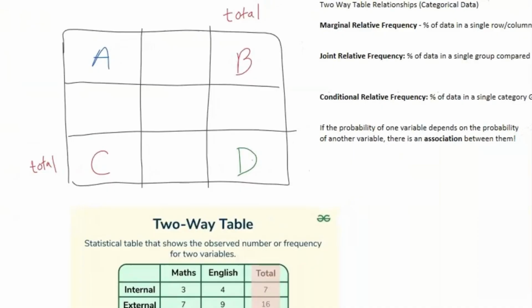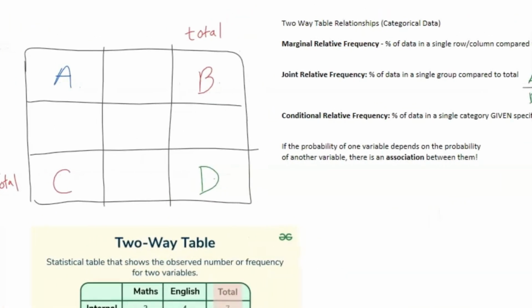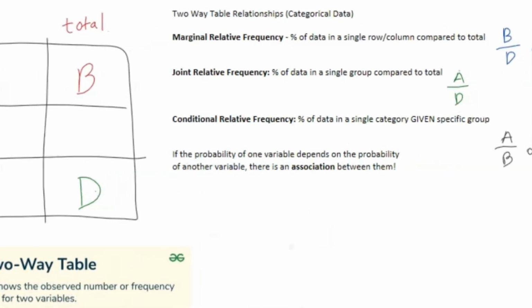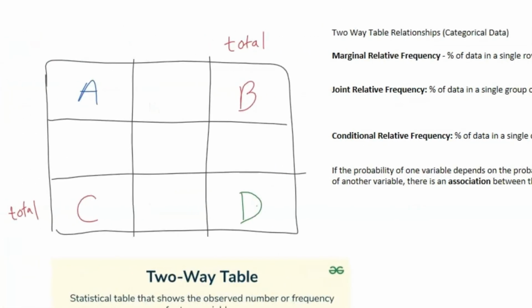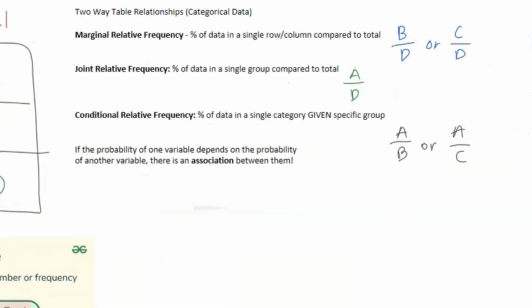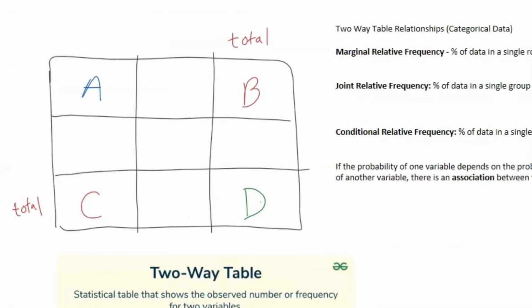So the important thing you need to understand is a couple vocab terms that the AP might use and your teachers might use on your midterm: marginal relative frequency. That's a percentage of the data in a single row or column compared to the total. If you look at this little chart here, that's going to look at B over D or C over D. So our column total is C over D, and our row total is B over D.